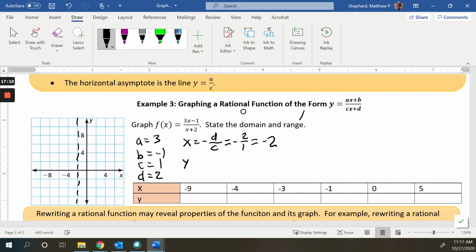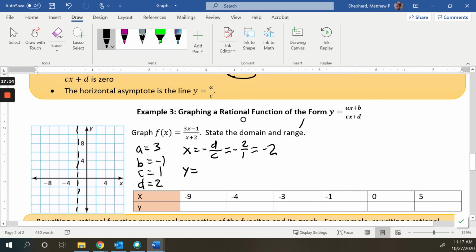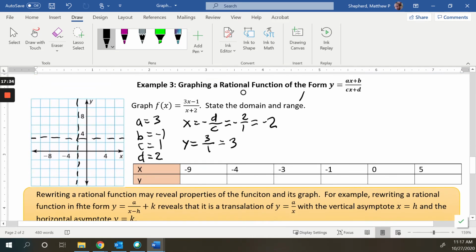Let's go ahead and figure out the horizontal. The horizontal should be at a over c, so that should be 3 over 1. So we want a horizontal there at 3. And because our vertical was here at negative 2, notice we've got 3 numbers that are lower than a negative 2 and 3 numbers that are higher than a negative 2. So we can get a good feel for the shape of this particular graph.